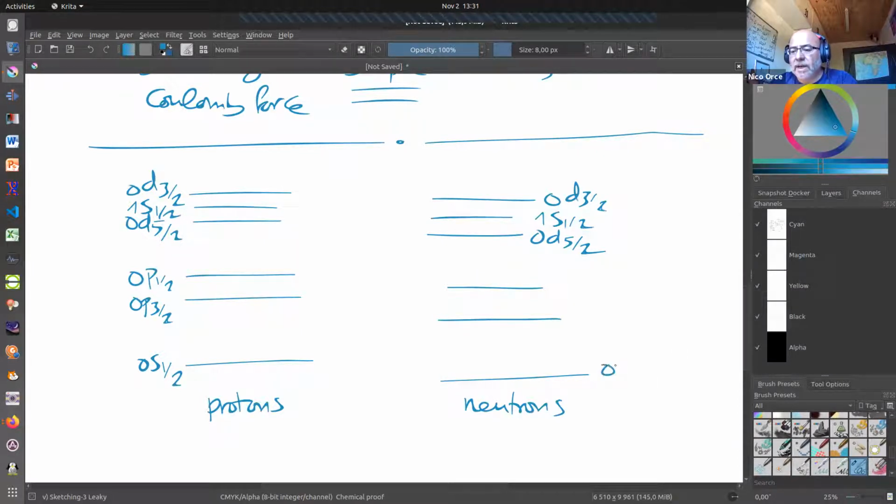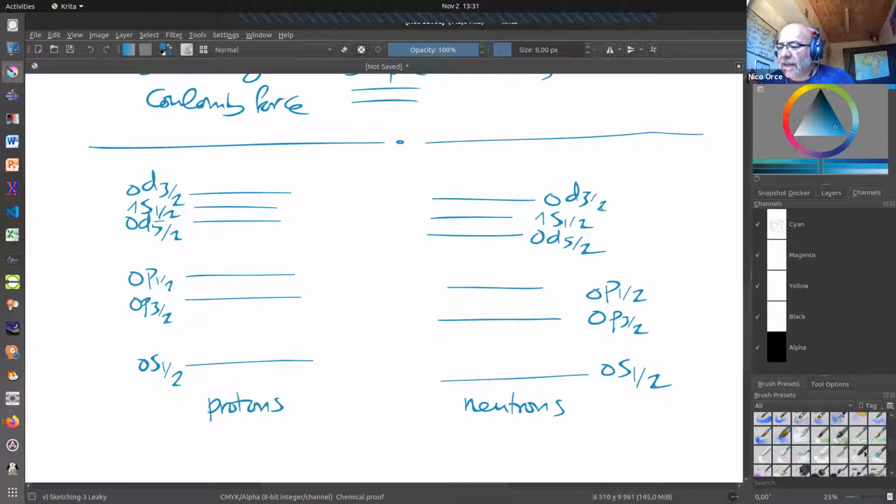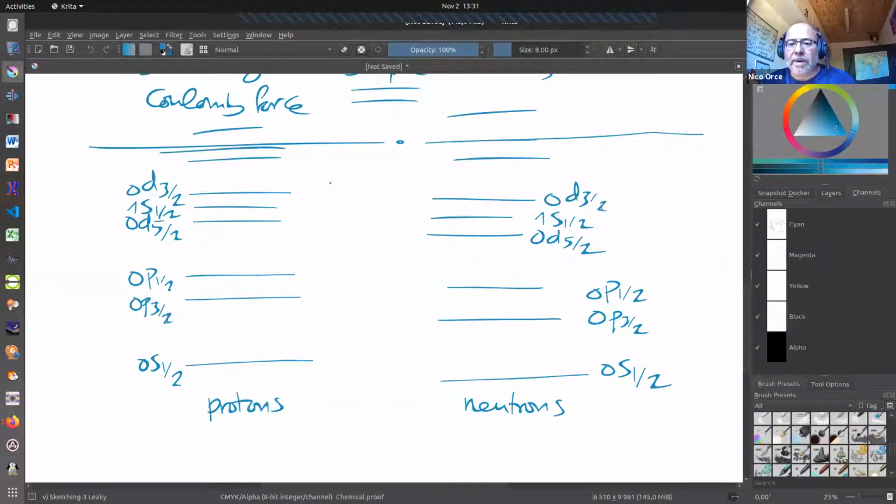And this will be the 0s 1/2, and this will be the 0p 3/2, and then this will be the 0p 1/2. This is the floor where we are going to have the protons and neutrons living in, right? They will be in a particular building, which we call the shell model. There are more floors up there. We keep adding neutrons and protons in a way which follows the Pauli exclusion principle.